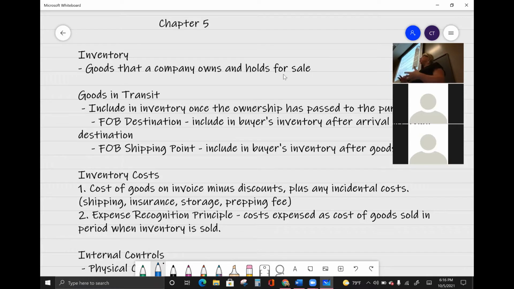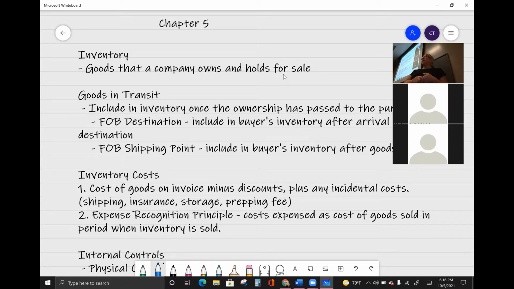Inventory is just your goods that the company is going to be using and selling. They have them, they're holding them, they're available, and they're ready to go for you to sell. That's how we make our money. We have parts that go along with our services sometimes. So we have inventory. And then we talked about the goods in transit, FOB shipping point and FOB destination.